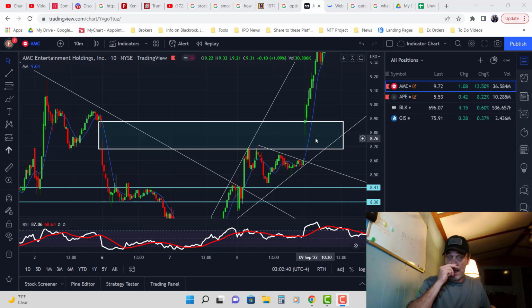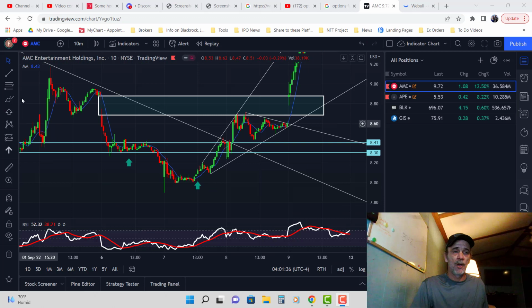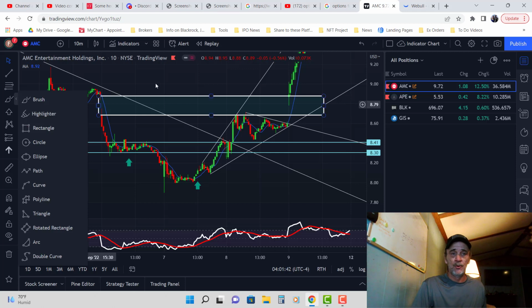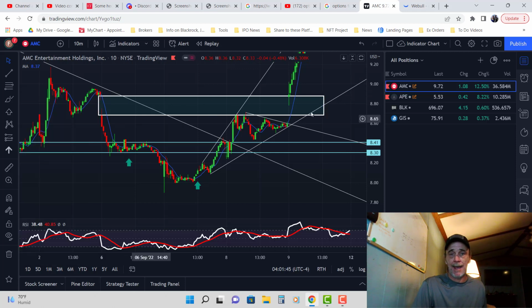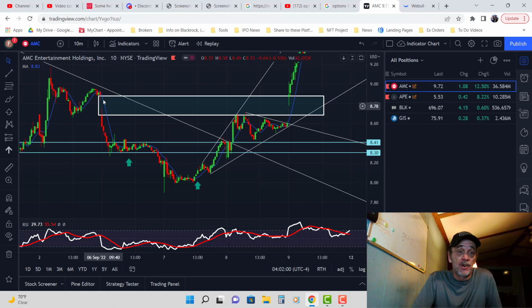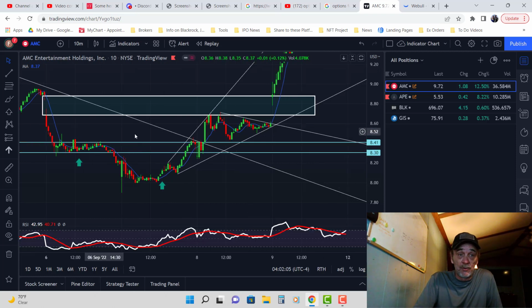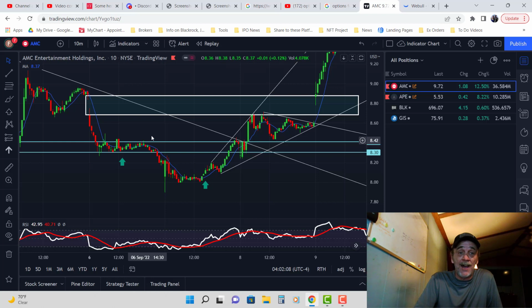All right. Now, when I seen this gap, I went over here to my tools. I got the rectangle tool and I created this box. That's my gap down box. Okay. And I watched the stock. It came down into here, it bounced around, and I got anxious. Now, I wanted to buy an option for AMC because of this gap down. And what I was supposed to do was wait until it broke out of this trend line, this trend box right here. All right? That would have been the perfect scenario.